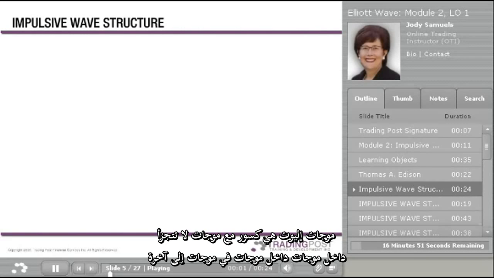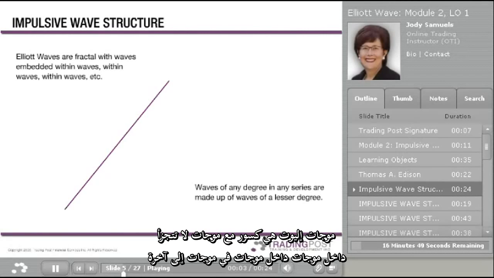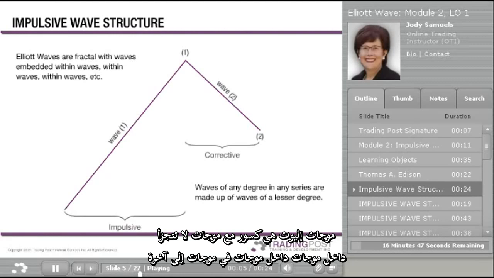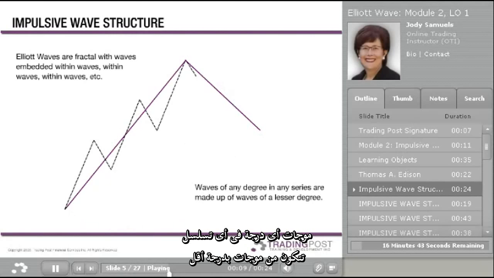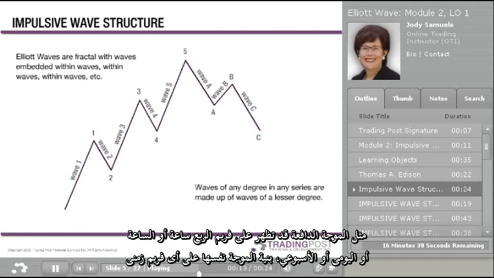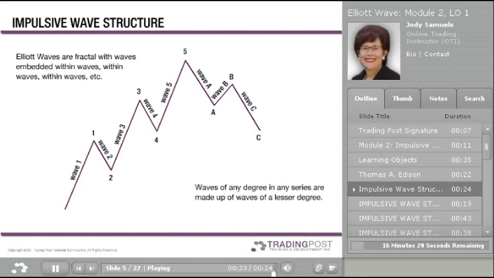Elliott waves are fractal, with waves embedded within waves, within waves, within waves, etc. Waves of any degree in any series are made up of waves of a lesser degree. As such, this impulsive wave structure could easily be a 15-minute, hourly, daily, or weekly chart. The structure is the same in any time frame.